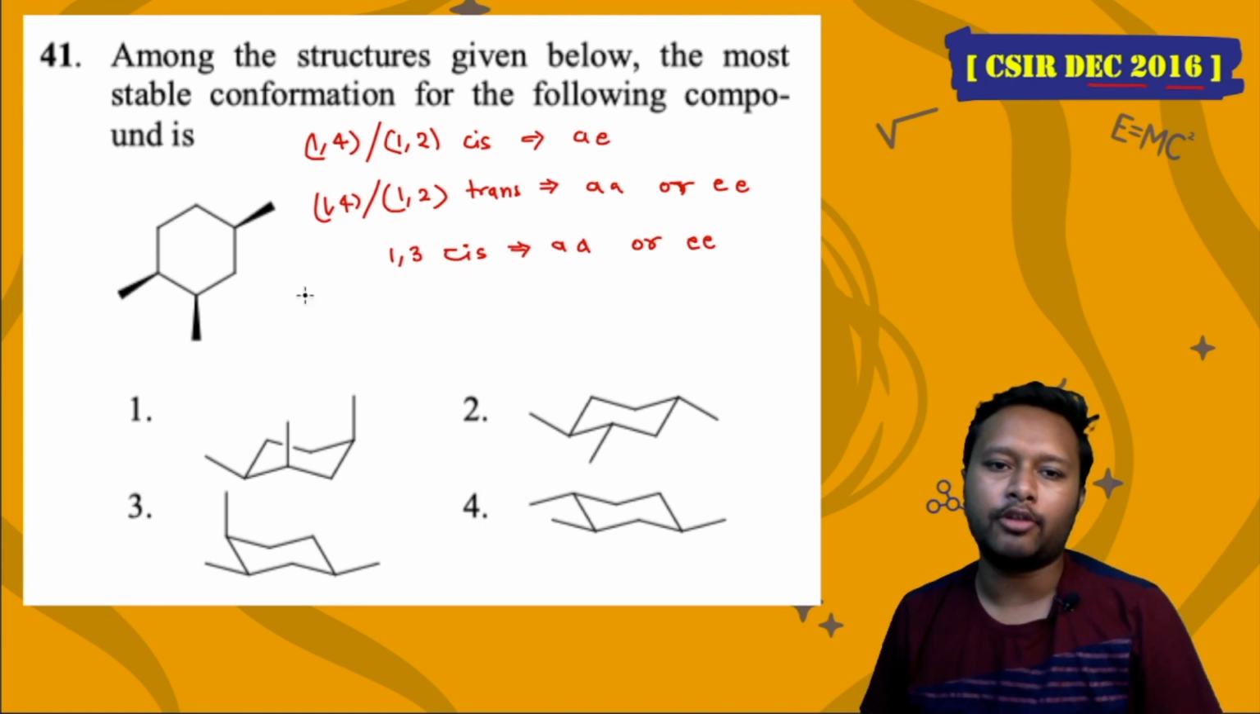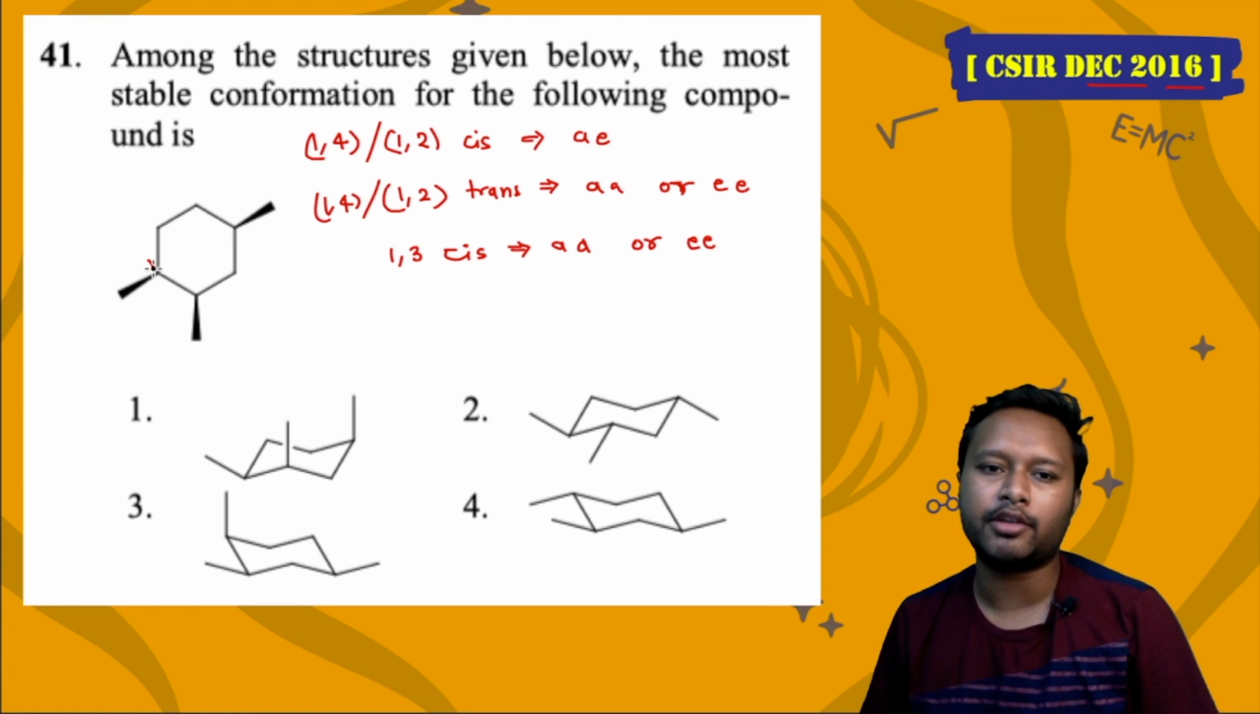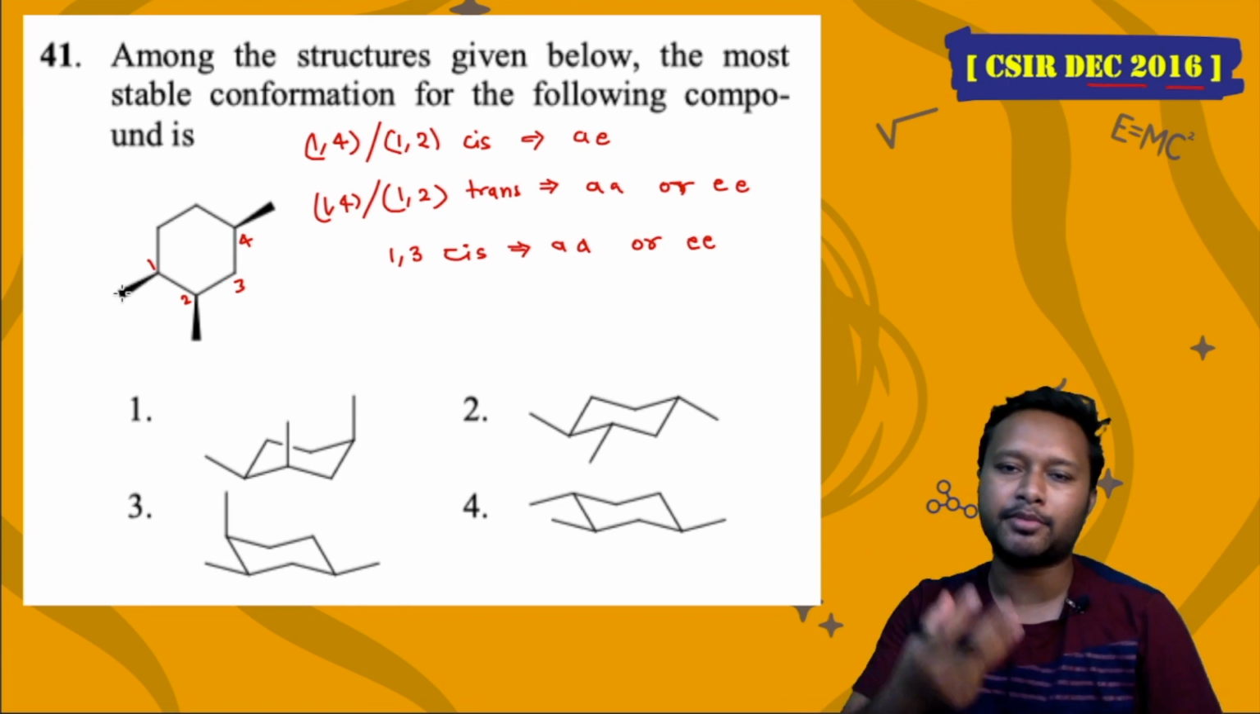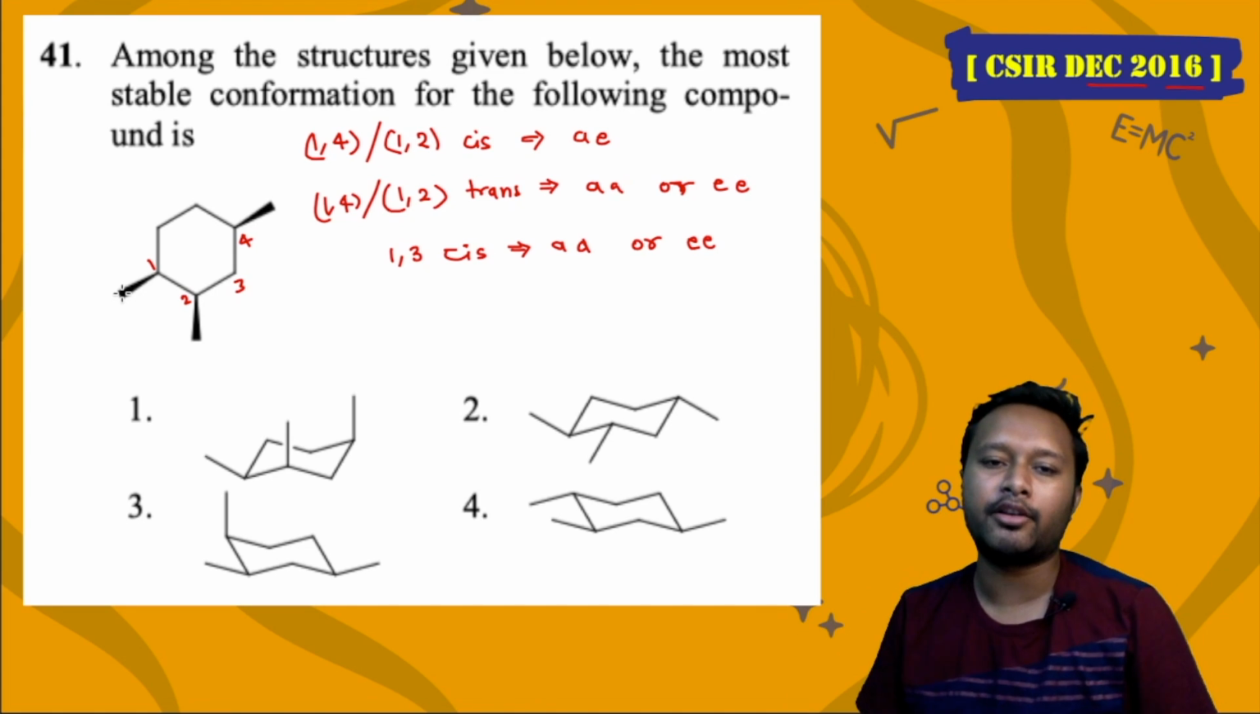Now look at this particular molecule. According to IUPAC, I number it based on the substituents, so I'll start numbering from here. 1, 2, this will be 3 and this will be 4. So I have to look for the relative substitution on the 1,2 position and the 1,4 position.